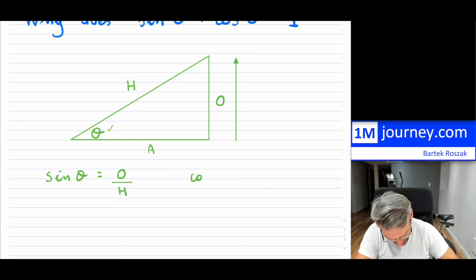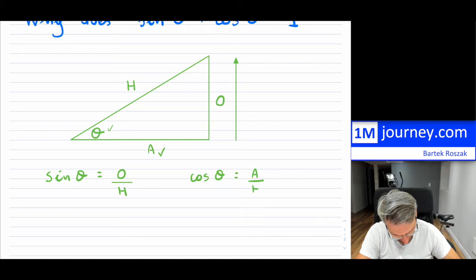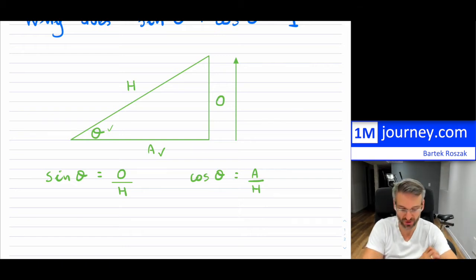Now cosine theta is defined as the adjacent length divided by your hypotenuse right there. So those are the definitions of them.